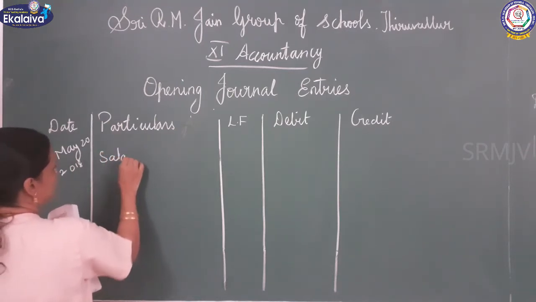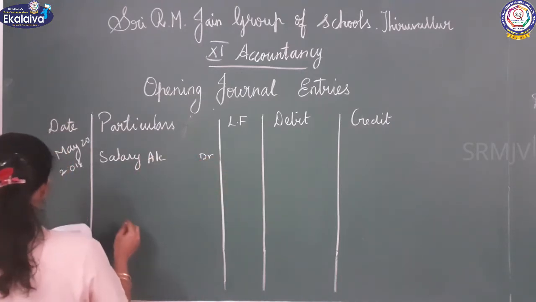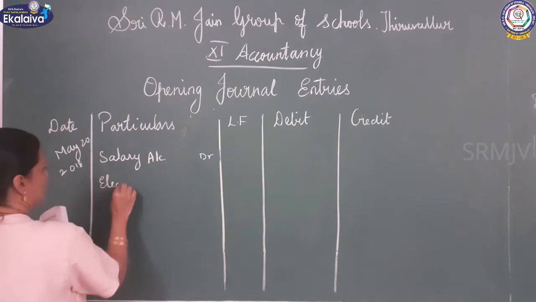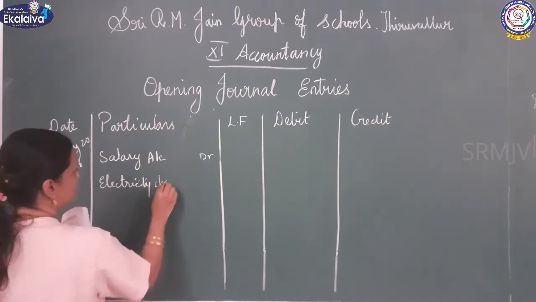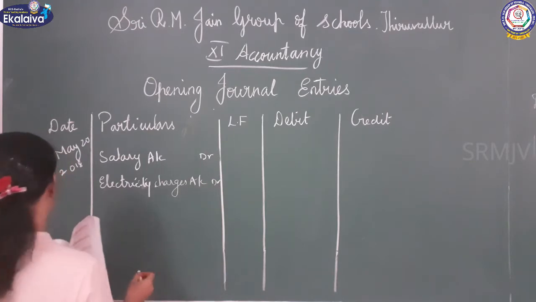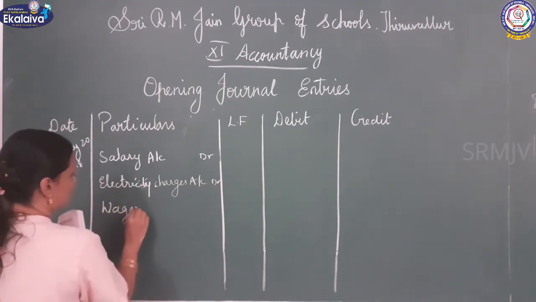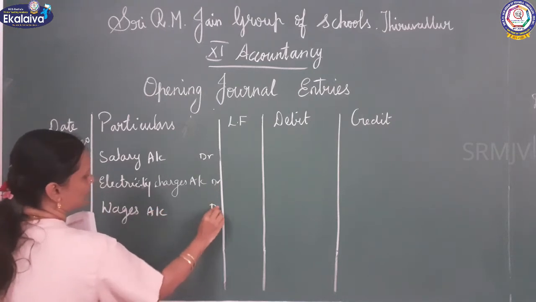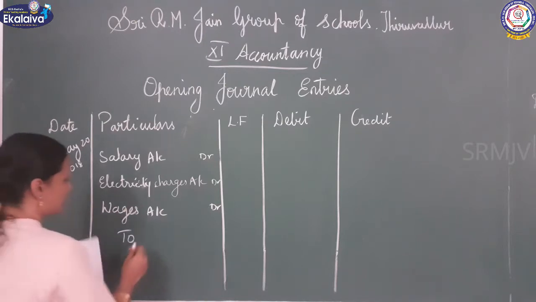Salary account debtor, and then electricity charges account debtor, and then wages account debtor, to cash account.